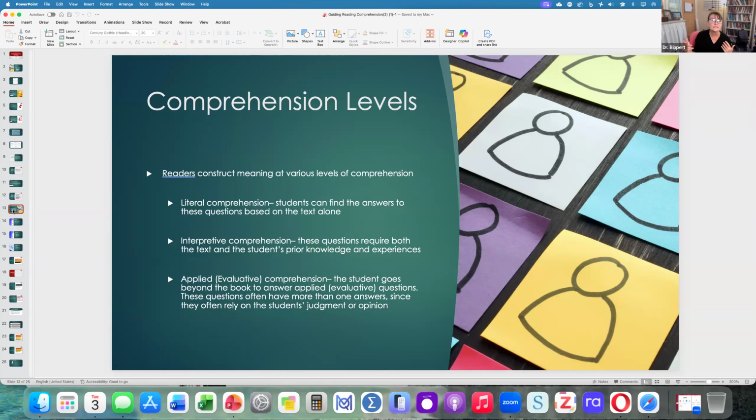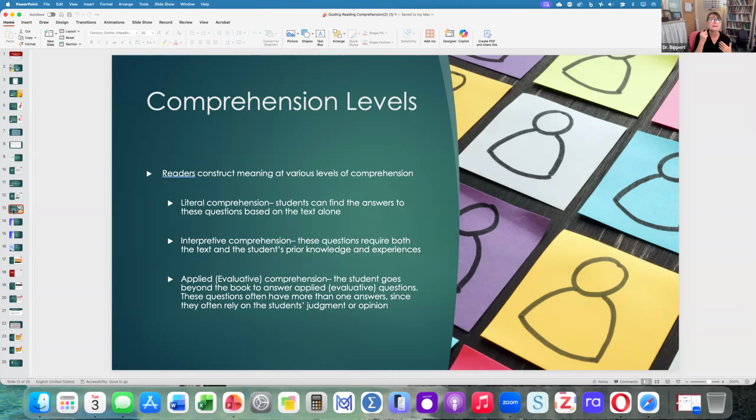Literal comprehension, that's I know literally I can answer you a question that I can find directly in the text, word for word. If I'm typing it out on a paper, I could probably copy paste it, and I've got my answer from the text. That's literal. There's one correct answer. That's literal. Interpretive's a little bit different.